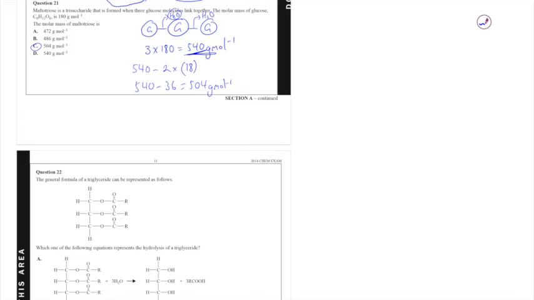The formula for that, in case you're interested, guys, is the moles, or the number of glucose monomers, and then the amount of water that you're going to remove is N minus 1 H2O molecules. Awesome. Moving on to question 22.